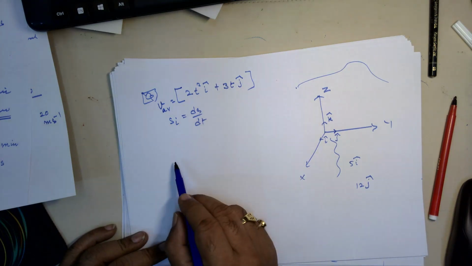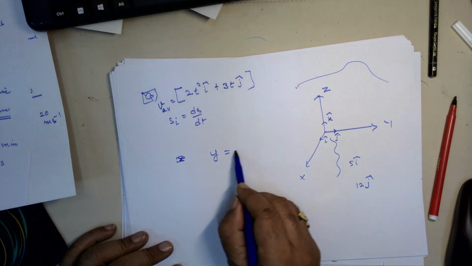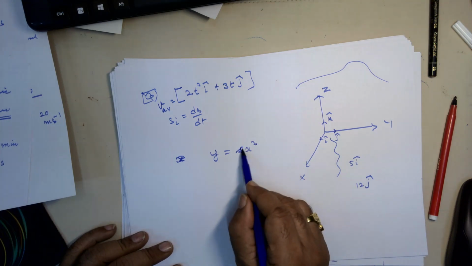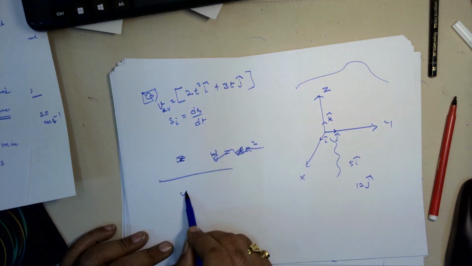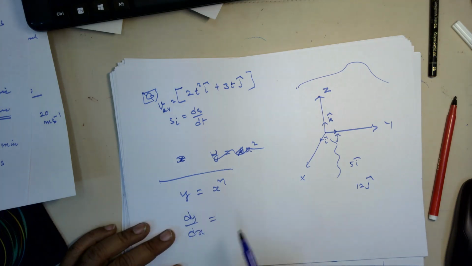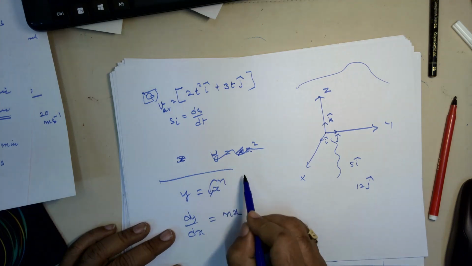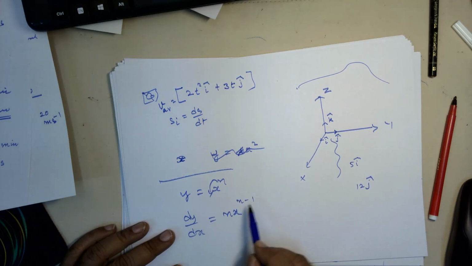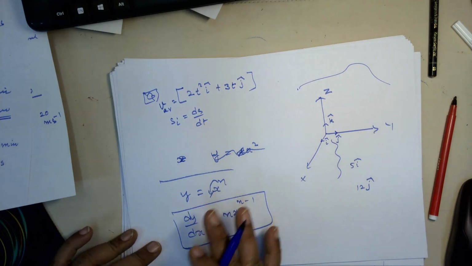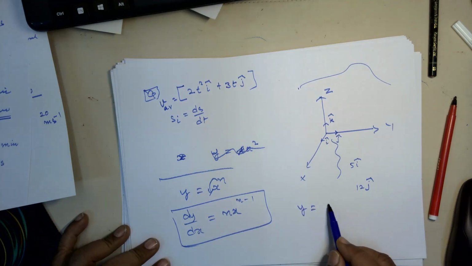So for differentiation, listen to me carefully. Let me start simply. y is equal to x power n. So find out the differentiation of y with respect to x, dy by dx. There is a formula: the n should be brought here, n x, and then 1 should be subtracted from the power, n minus 1. This is the formula for a simple differentiation. Please note down.